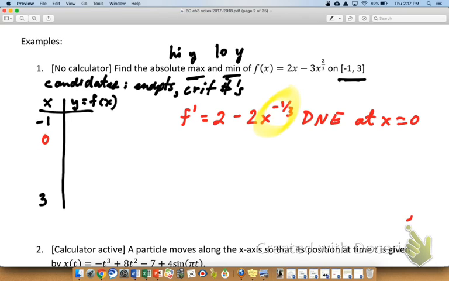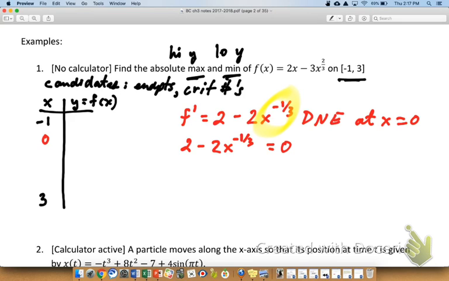But let's also consider where f prime equals 0, right? That's where we get all of our candidates. So I'm going to write out 2 minus 2x to the negative 1/3 equals 0, and we'll try to solve this. Any suggestions on how to solve this? Or you might be able to do it in your head.